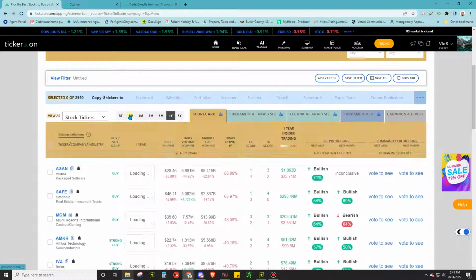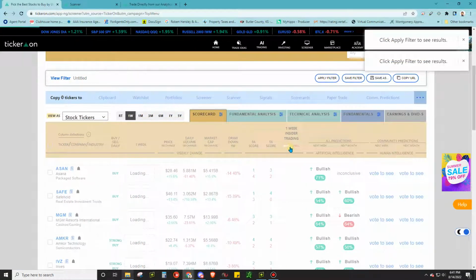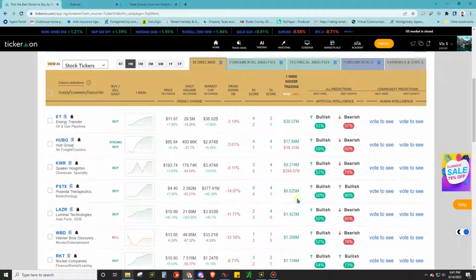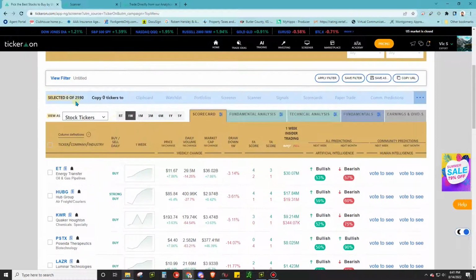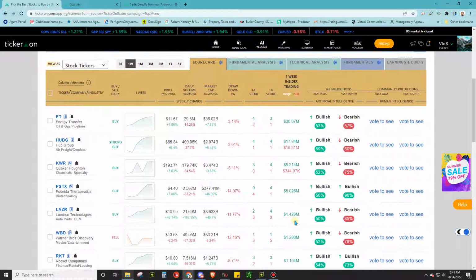We're going to change this time frame to last week. I like to focus on things that have insider buying and selling. So that's kind of nice having this tab here that shows that. So you can see stuff that's bullish in the next week and stuff with insider buys. And you can basically select, out of almost 2,600 that showed up, we're going to rank it by the ones with the most insider buying and selling.